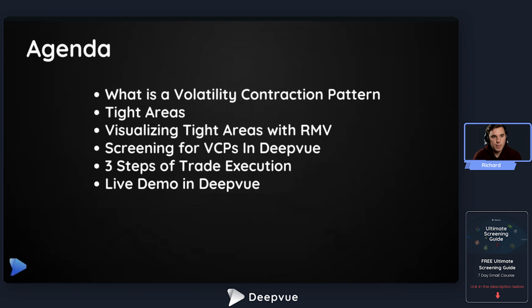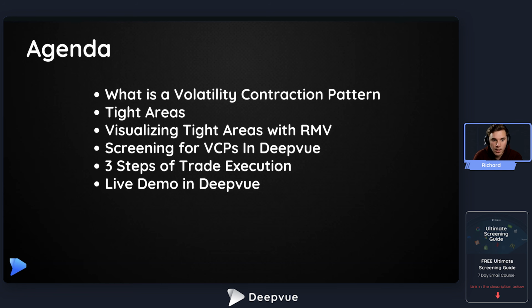So first, here's a little bit about the agenda. We'll talk a little bit about what is a volatility contraction pattern, or VCP. We'll also discuss tight areas, which are part of that VCP pattern and are kind of the actionable area as well. We'll talk about how to visualize tight areas with the relative measured volatility indicator that we have as a proprietary indicator here in the Deepvue platform. We'll touch on how to screen for VCPs in Deepvue and find these setups really easily, as well as 3 steps of trade execution when it comes to trading VCPs.